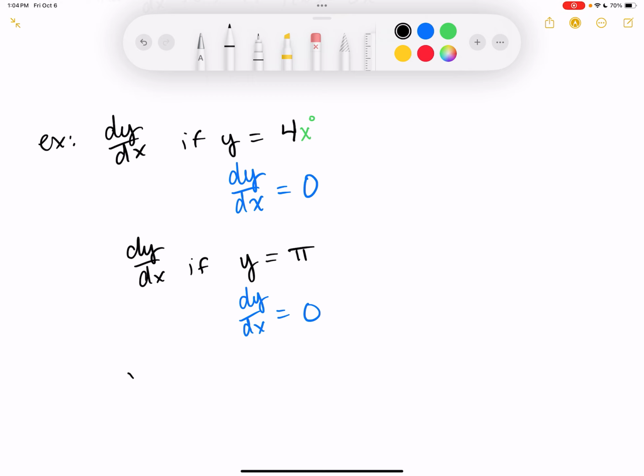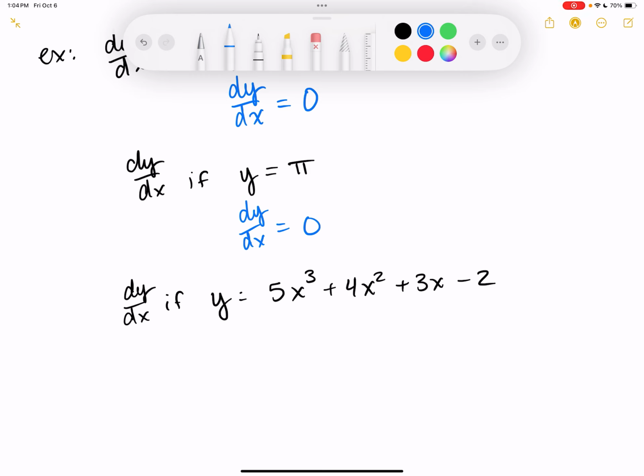All right, but then if we have dy/dx, if y is equal to 5x cubed plus 4x squared plus 3x minus 2, we just have to do each piece individually and then leave it combined together. We're going to take this piece by piece because they're being added together. If other things were happening, we would have to do it differently, but we don't need to worry about that right now. So ignore the rest of this.